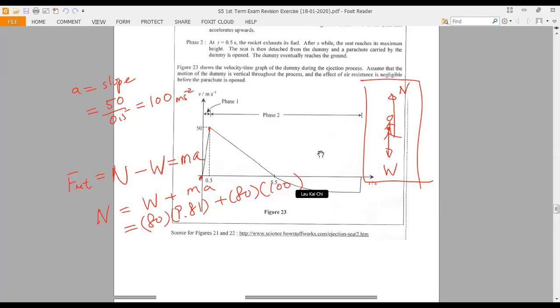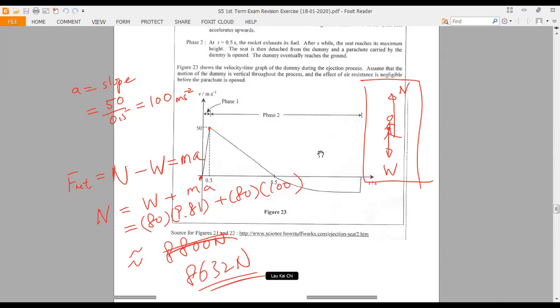The weight is equal to 80 times 9.81, plus 80 times 100, right? So the answer would become around 880. Let me calculate the exact value. Okay, 880 times 9.81. This should be 8632 Newton.